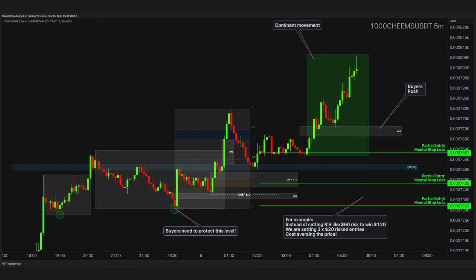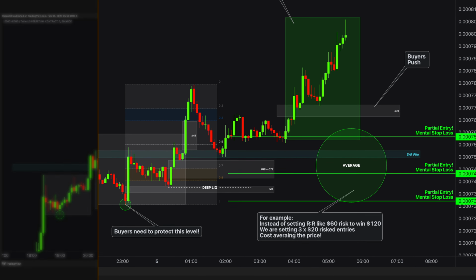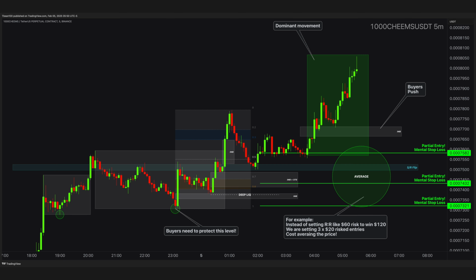So, what did we do here to avoid direct stop losses? For example, instead of using a risk-reward like risking $60 to win $120 setup with 2 hours, what we did is we divided that $60 risk into 3 small pieces of $20. We made multiple entries with our mental and dynamic stop loss in case the price drops further. In another sense, we just created ourselves an average price.